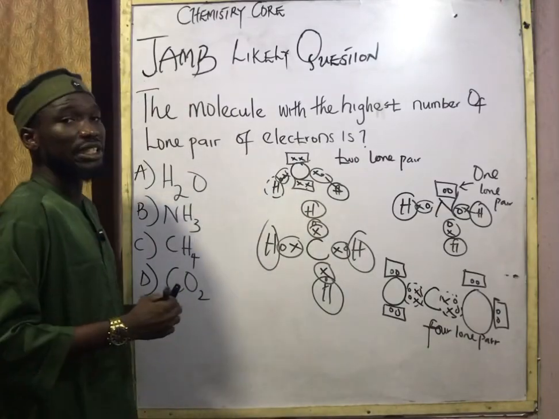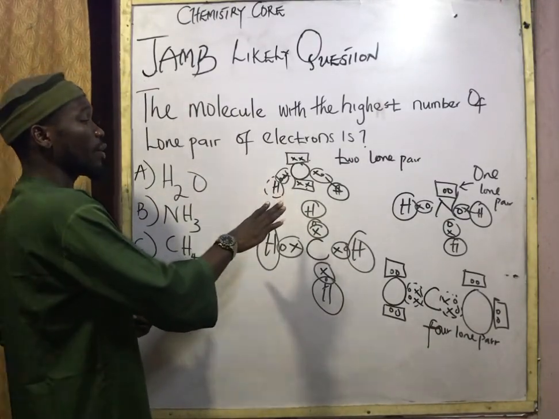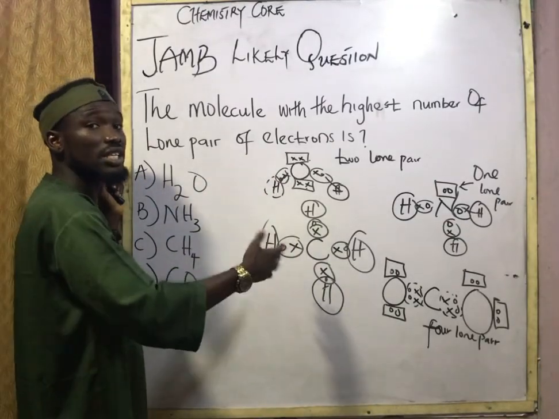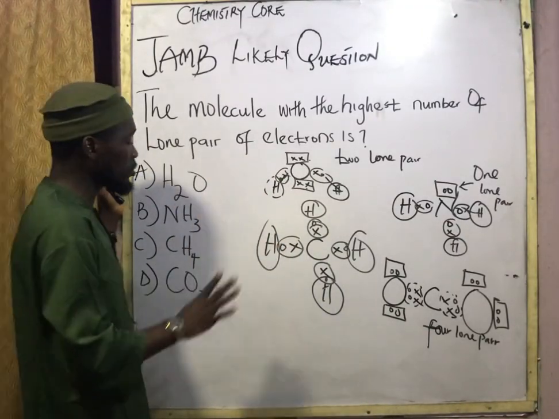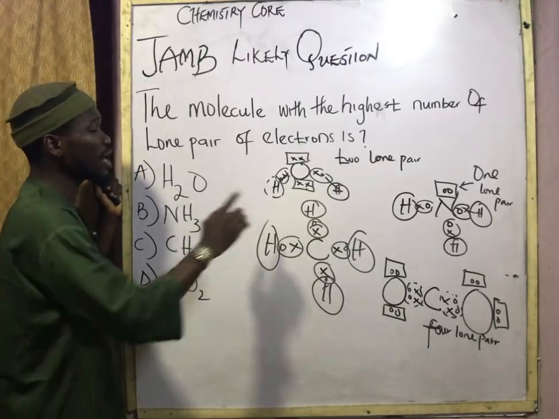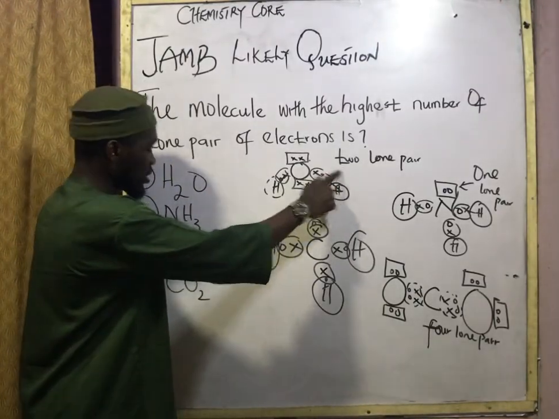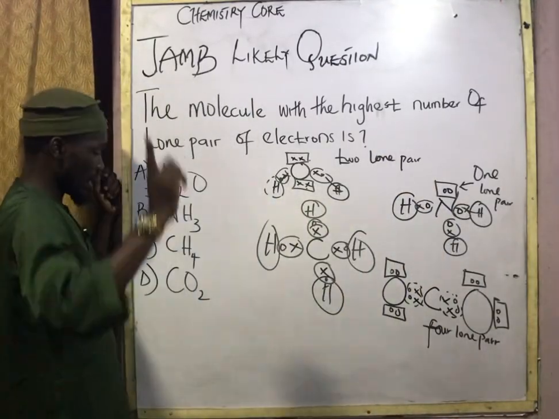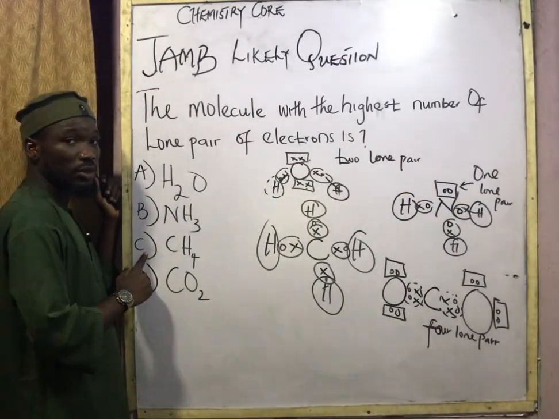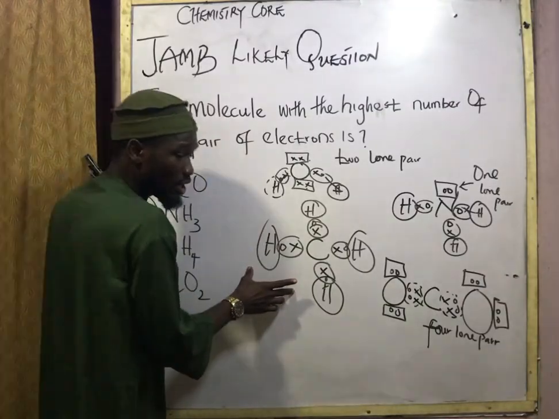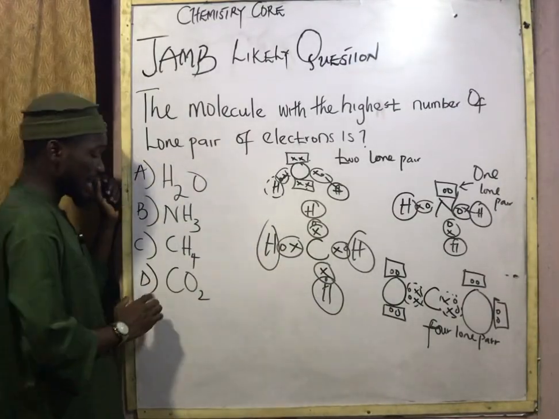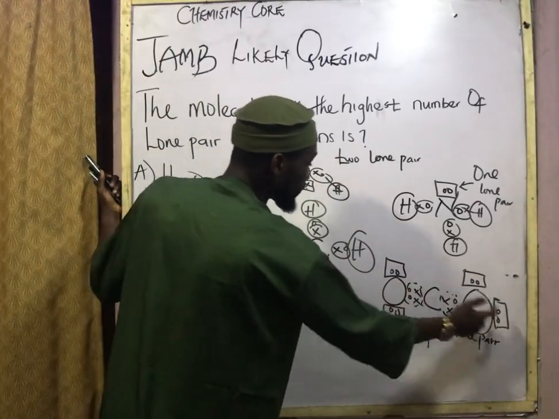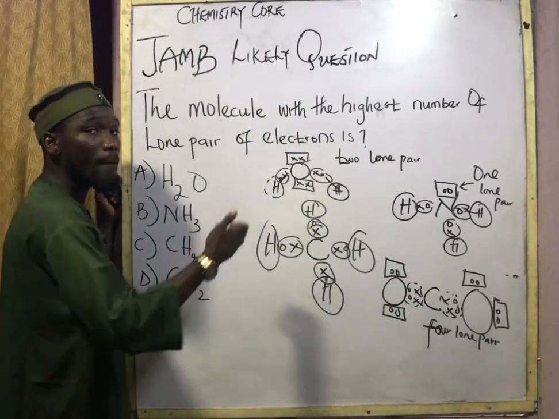Now, guys, let's take a look at what we have on the board. We have shown the Lewis illustration of the 4 options given to us. The first one is water, and we have 2 lone pairs. The second option is ammonia, and we have 1 lone pair. The third option, which is option C, is methane, and we don't have any lone pair there. And the last option, which is carbon dioxide, we have 1, 2, 3, 4. We have 4 lone pairs there.